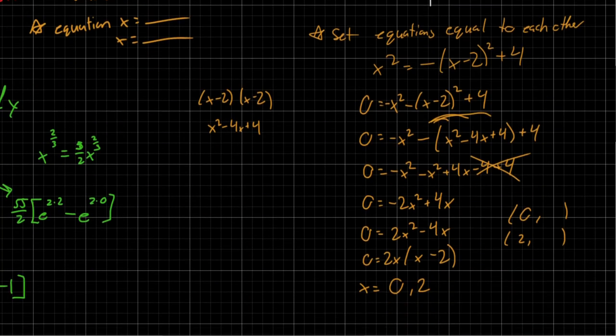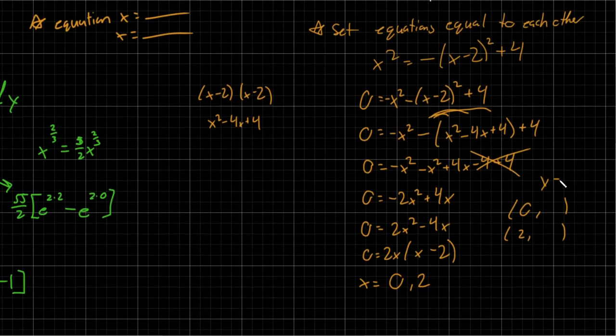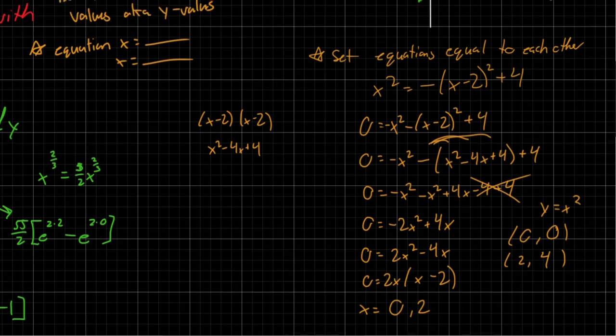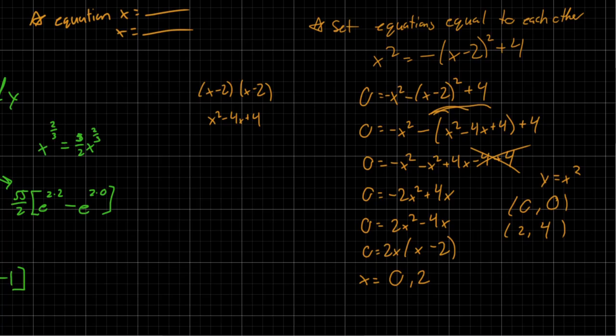Let's pick an easy one. Let's do y equals x squared. Okay, if I plug in 0, what is 0 squared? Great. What is 2 squared? 4. Great. So we just found those 2 points of intersecting. I'll give you a second to write this down. Thumbs up when you're done, and I can scooch up.